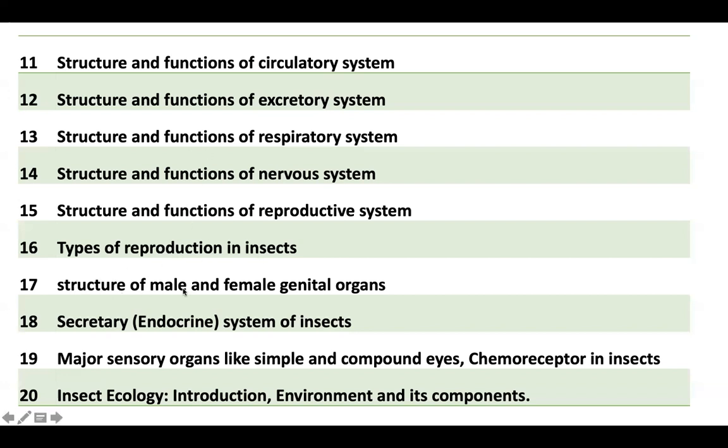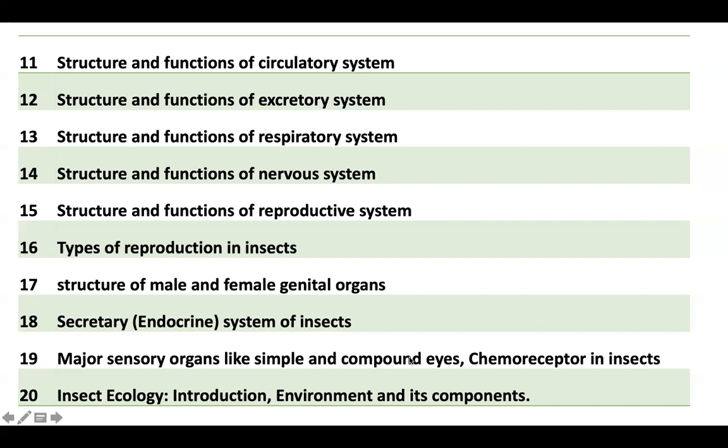Then the structure of male and female genital organs will be studied in this course, the genital organs of male insects and female insects. Then the secretory system of insects, like insects also secrete some kinds of hormones like humans do. So what hormones are secreted, from where they are secreted, and what their function is will be studied. Then major sensory organs, like simple and compound eye, chemoreceptors in insects. So the organs involved in sensation, to receive the sensation, that will be dealt with in this topic.